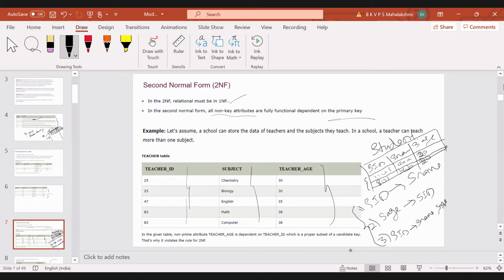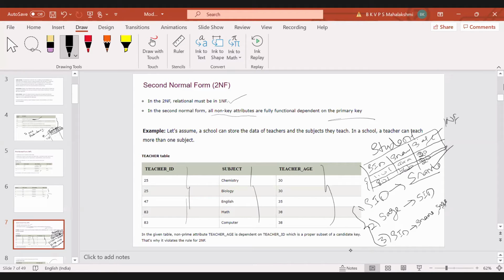So the table is now in 1NF because all the attributes consist of atomic values. So it's satisfying the first property. Coming to the second property, non-key attributes are fully functionally dependent on the primary key. So the first functional dependency, yes, this is a non-prime and fully functionally dependent on SID. Correct.